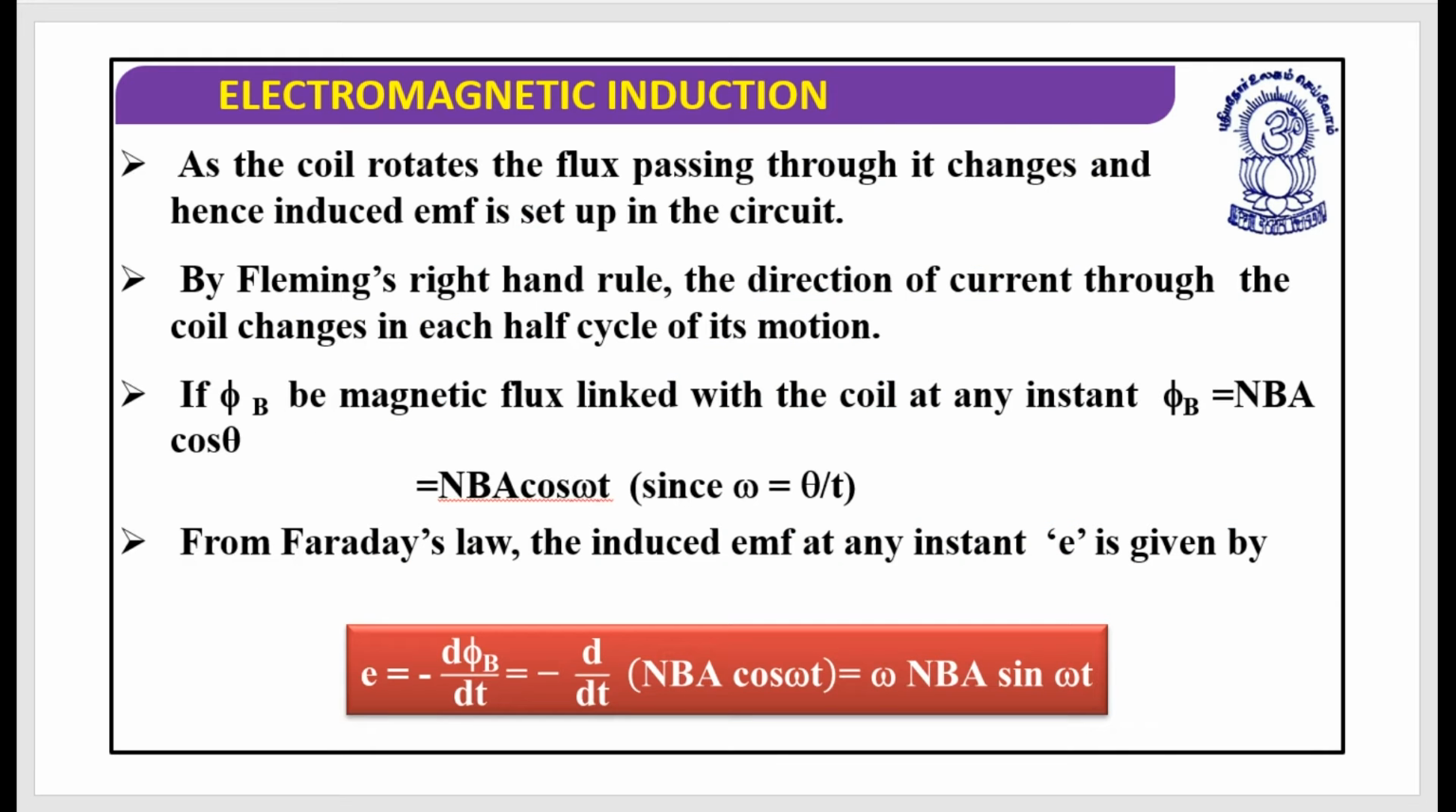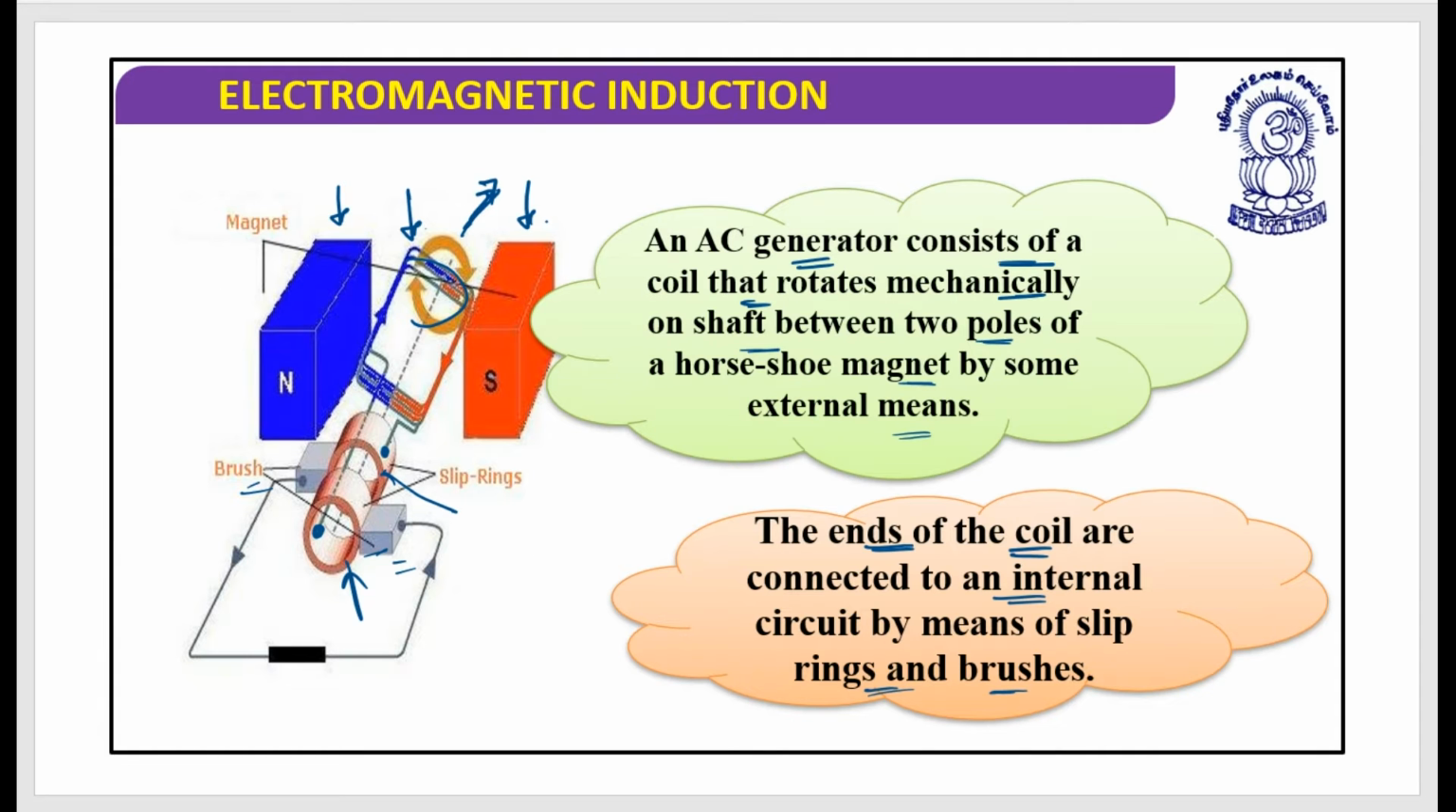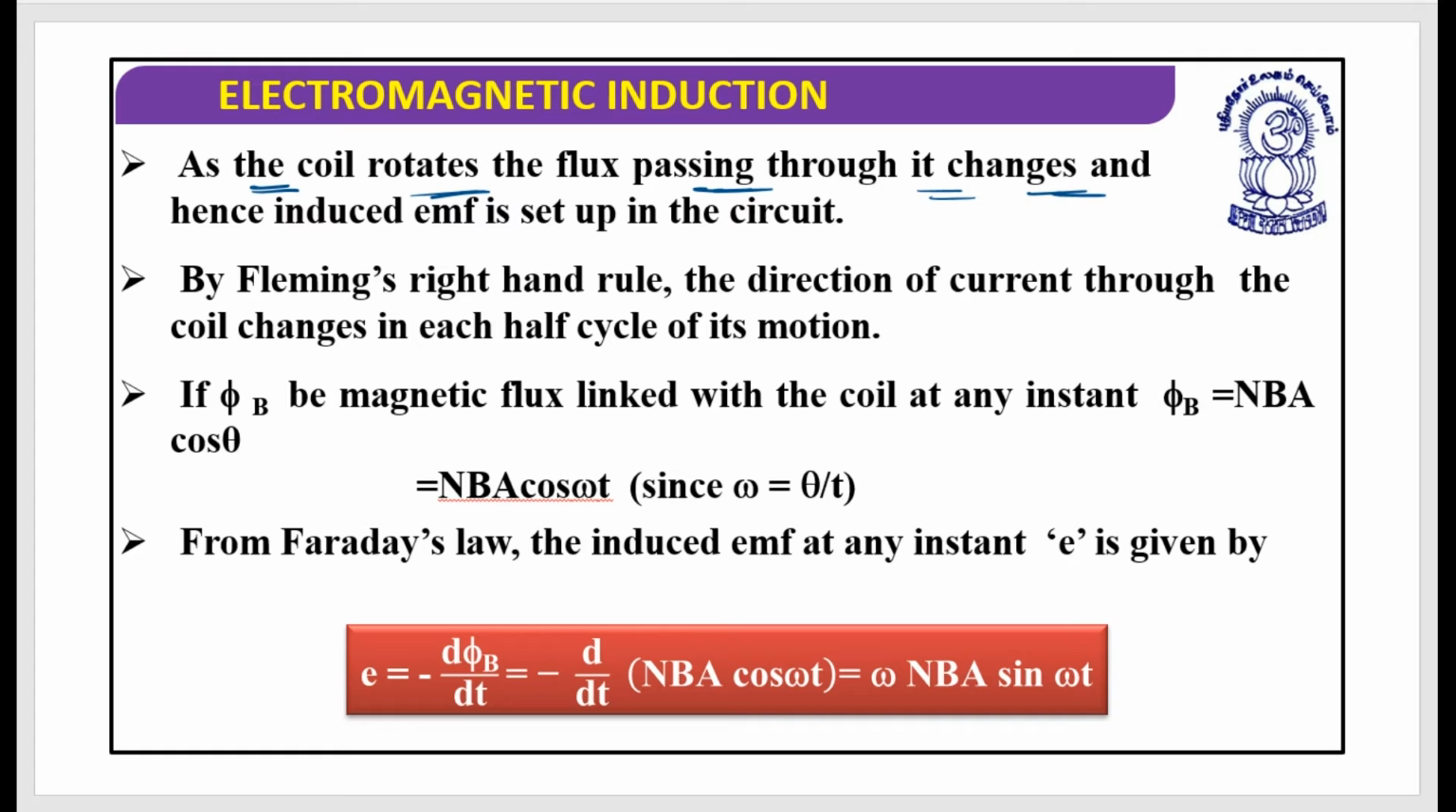As the coil rotates, the flux passing through it changes. What we are supposed to do is rotate this coil, and once we rotate the coil, the flux changes. Now the question is, what is changing in the flux? Theta is going to change, that is, the orientation. As I say, theta, the orientation between B and A, is changing.